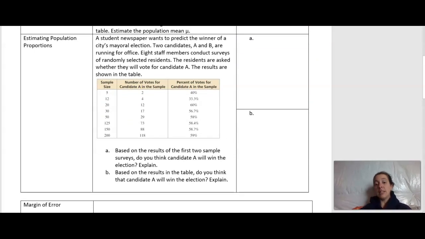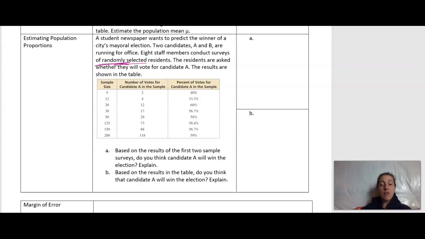Now this is actually example number 2 in your book if you're following along. A student newspaper wants to predict the winner of a city's mayoral election. Two candidates, A and B, are running for office. Eight staff members conduct surveys of randomly selected residents. Based on our last lesson, that's a big important piece: randomly selected, which means this is probably pretty valid data. The residents are asked whether they will vote for candidate A. If no, they would be voting for candidate B, since there's only those two possibilities. The results are shown in the table.